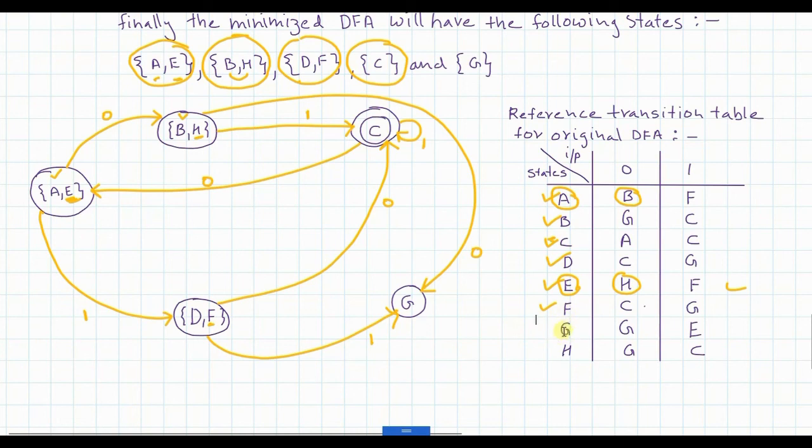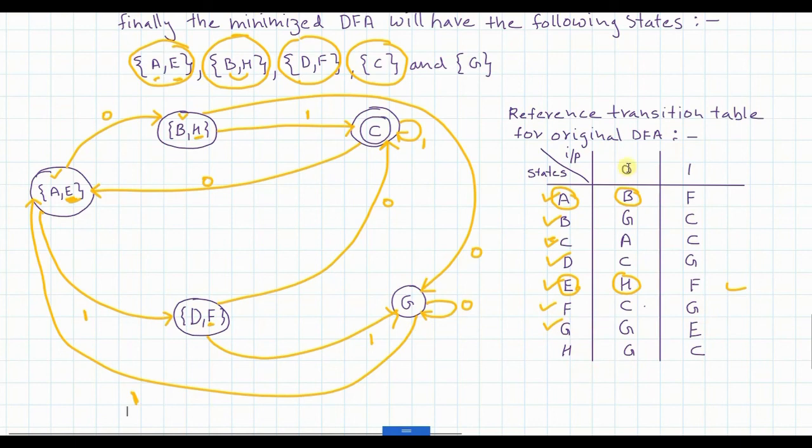Finally, G on 0 goes to G itself. So I can draw here G on 0 goes to G itself. G on 1 goes to E. So G on 1 will go to that particular state, where there will be E. G on 1 goes to E.